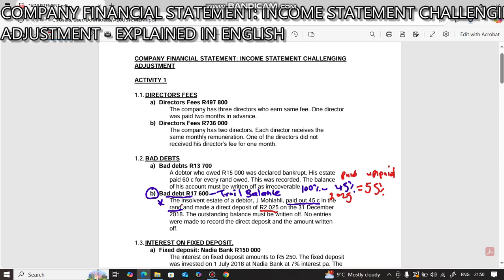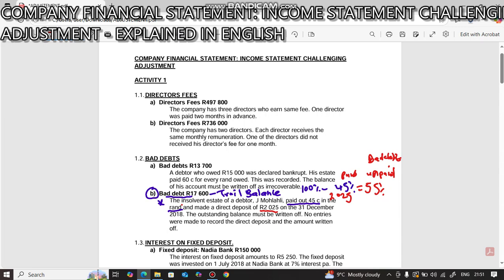Okay, so now let's continue. They are saying the outstanding balance must be written off, meaning the outstanding balance of 55% is regarded as a bad debt. This is a bad debt. And then they are saying no entries were made to record the direct deposit and the amount written off. So in this case, we are going to focus only on the bad debt, not on the direct deposit, because we are preparing the income statement. So let us calculate our bad debt.